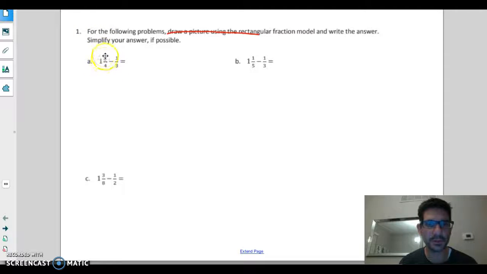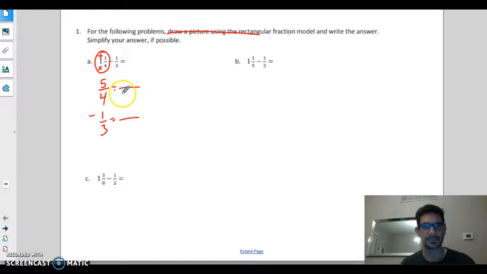One thing I'm going to do is change this mixed number into a fraction. How we do that is we multiply and then we add. So 4 times 1 is 4, plus 1 is 5. So we got 5/4 minus 1/3. We have to come up with equivalent fractions because we can't subtract this the way it is.